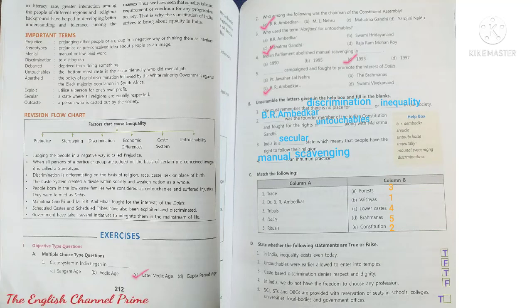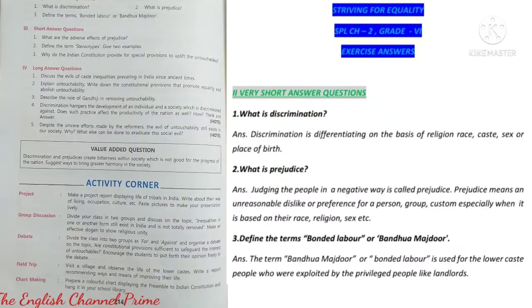Fourth, in India we do not have the freedom to choose any profession. Is it true? No, it is false. Fifth question, scheduled castes, scheduled tribes and OBCs are provided with reservation of seats in schools, colleges, universities, local bodies and government offices. Is it true? Yes, it is true in India. Done children? Now let's go to the second main.